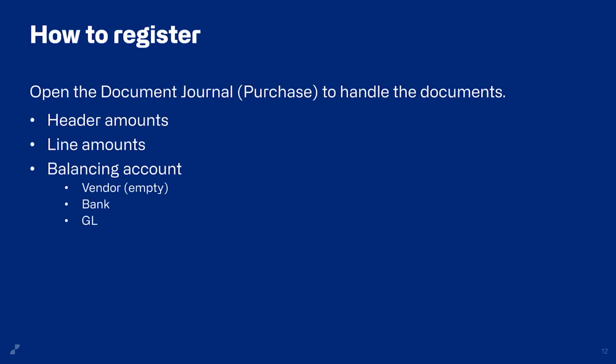We have 3 different balancing accounts available. If we choose to add the fields in the template, we can select bank or GL. If we leave the field empty or we don't add the field, then the vendor will be chosen automatically as the balancing account. We're going to see that in a moment, don't worry.